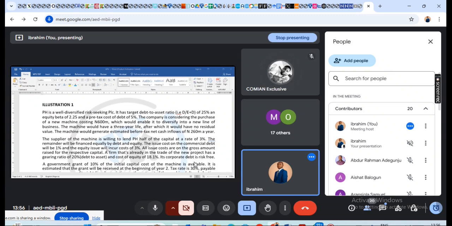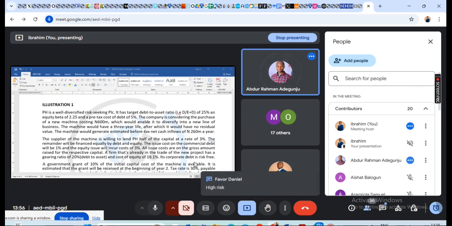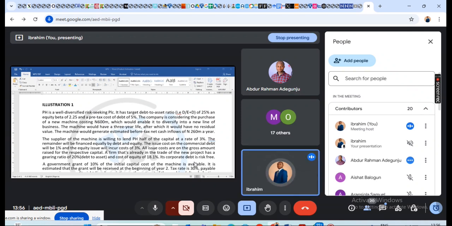It's higher than the market. It is highly geared. It is 2.25, riskier than the market. Okay, no problem. Interesting, it makes sense. Abdurrahman said it means the company is highly geared. Okay, that's fine.